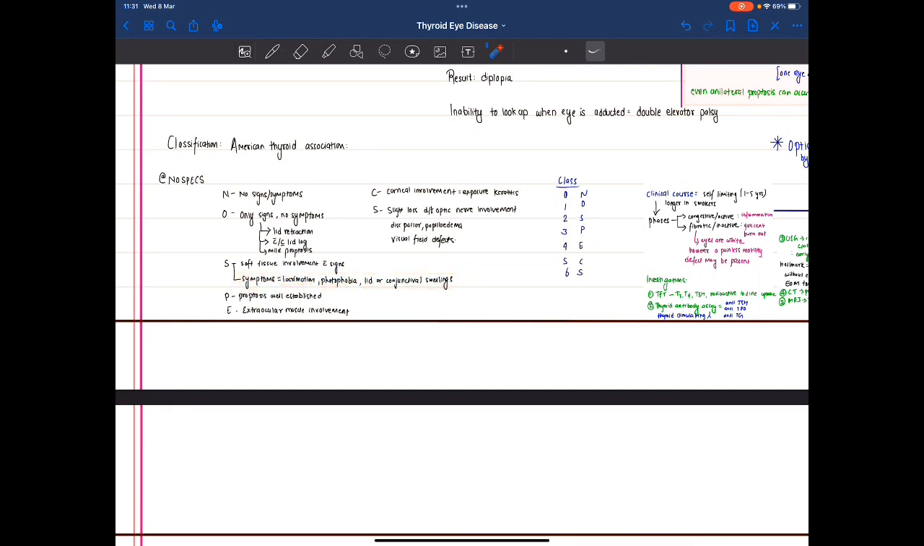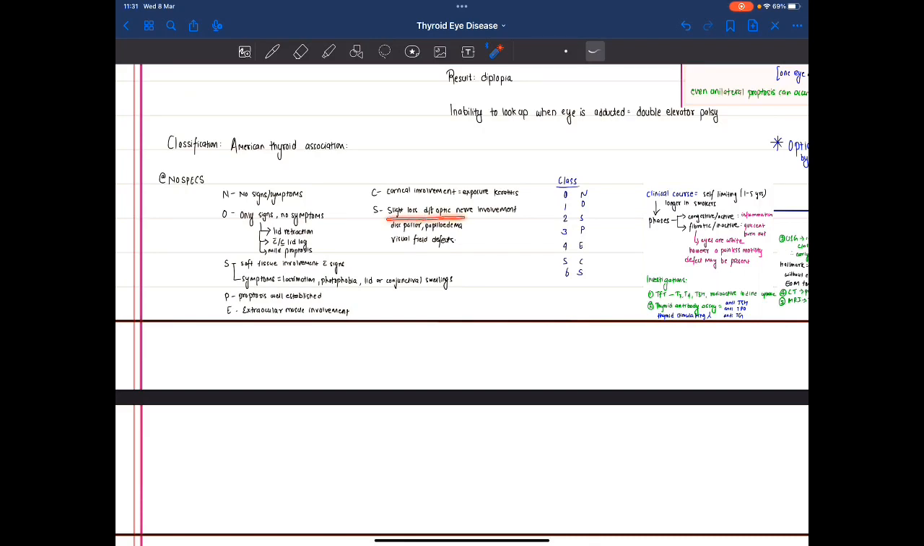So in proptosis, the cornea is continuously exposed to the environment and there is infrequent blinking. So there may be lacrimation, photophobia, lid or conjunctival swelling. P means proptosis well established. E means extraocular muscle involvement. C means corneal involvement due to exposure keratitis. So I have told you the reason.